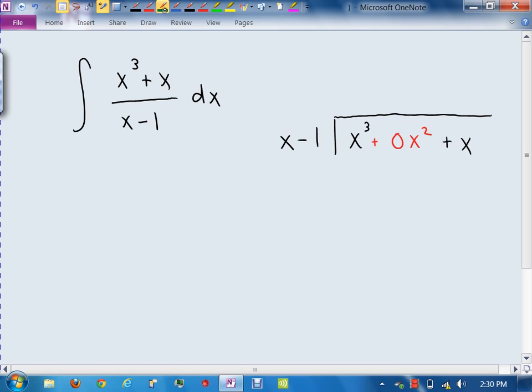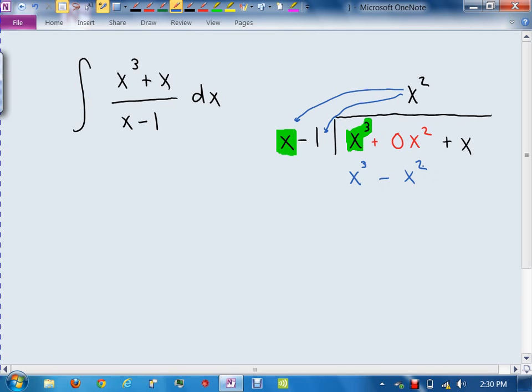So the way you do long division, in case you've forgotten, is you start off with this first term, x, and you ask yourself, what do I multiply x by to get x cubed? What do you multiply by? X squared. So I'm going to line that up right here on the x squared column. And now you multiply x squared times x and x squared times negative 1, and you put those underneath. X squared times x is x cubed. X squared times negative 1 is negative x squared.